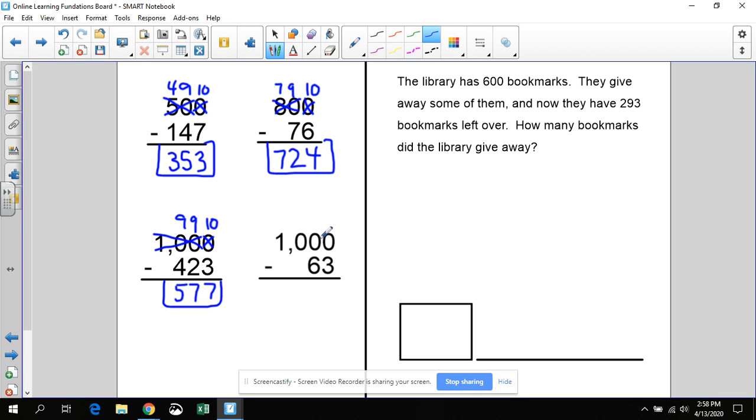Same here, when I take a 2-digit number away, I'm still going to cross out that whole 100 and make it a 99. This 0 becomes a 10. 10 minus 3 is 7. 9 minus 6 is 3. And I have to remember 9 minus 0 is 9.